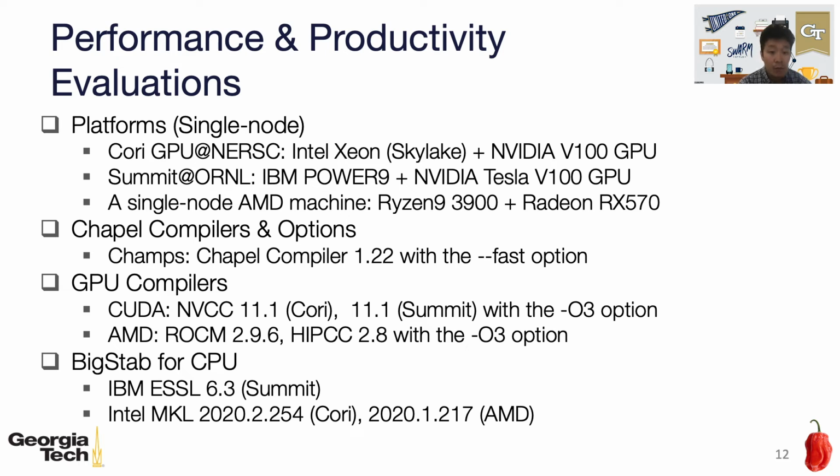We used Chapel 1.22 because recent versions of Chapel could not compile the CHAMPS application. And for GPU compilation, we use NVCC version 11 and AMD ROCm 2.9 plus HIP 2.8. And also for BiCGStab for CPU, which is a linear solver port, we use the IBM ESSL library on Summit and the Intel MKL on the Cori and AMD machine.